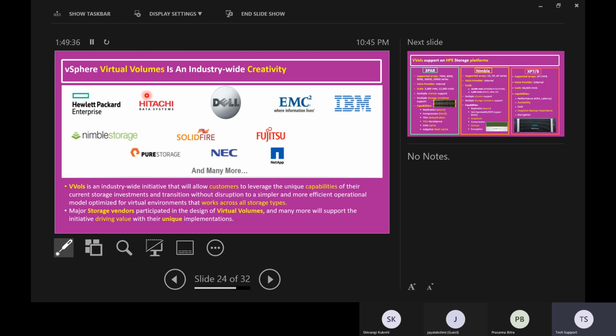VASA provider means each vendor has their own separate VASA provider. See, there are so many virtual appliances available. So based on your customer's storage, you can download the specific VASA provider appliance. For example, I am selecting HPE, and you will find the VASA provider related to HPE here.